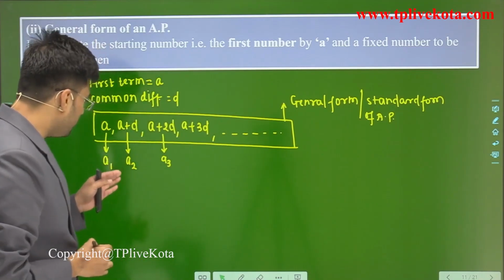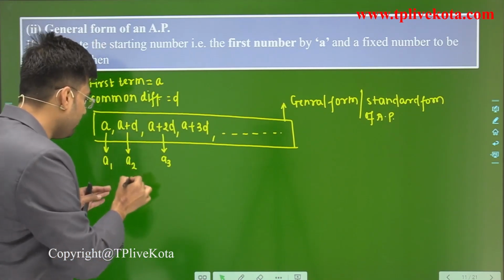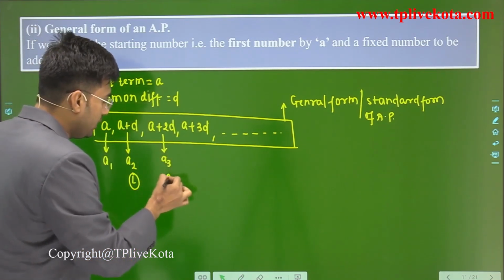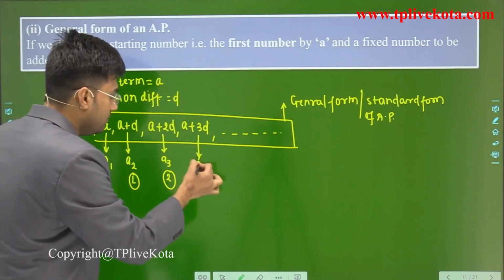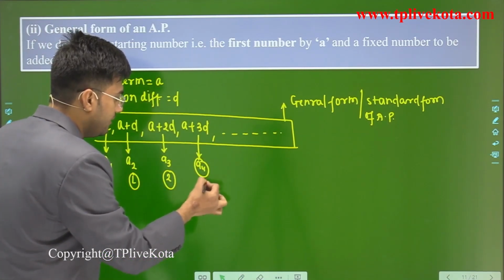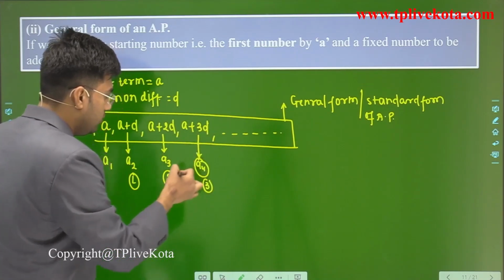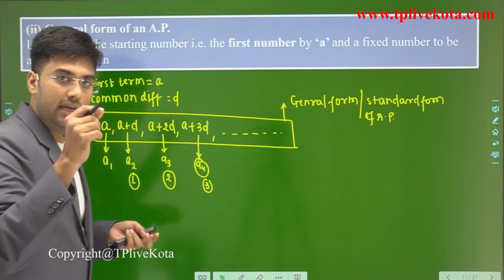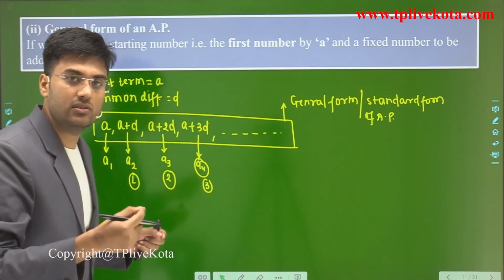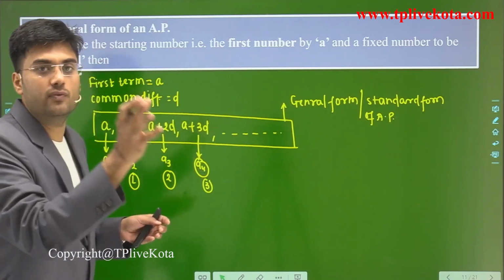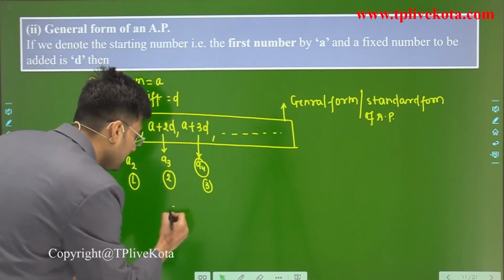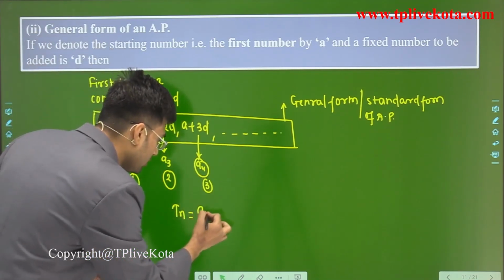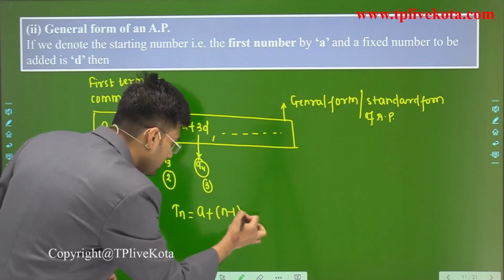So if we observe here, for the second term we added one time d. In the third term we add two times the common difference, and in the fourth term we add three times. That means 4 minus 1, 3 minus 1, 2 minus 1. So if we have to find the nth term, then we have to add n minus 1 times d. So we can say that the general term, that is the nth term of this AP, is a plus n minus 1 d.